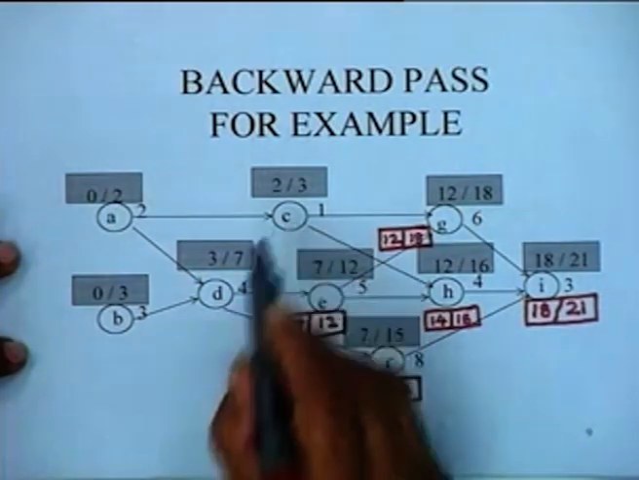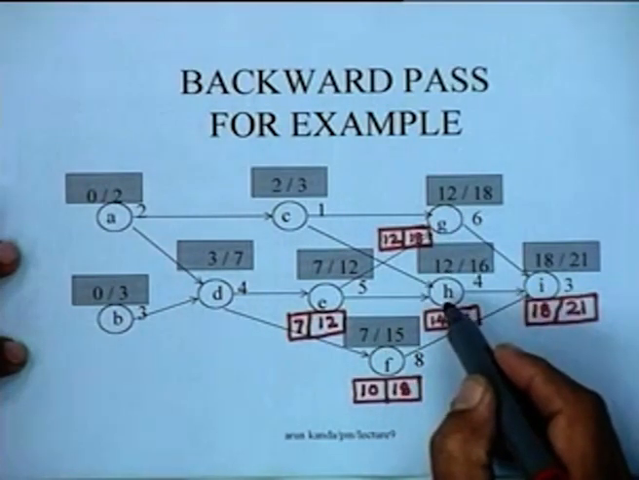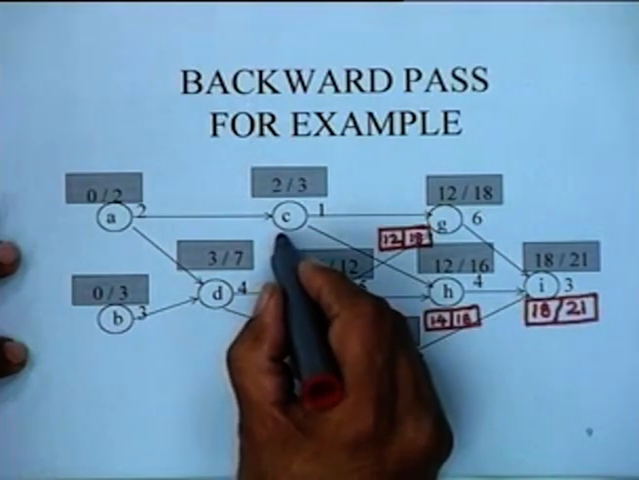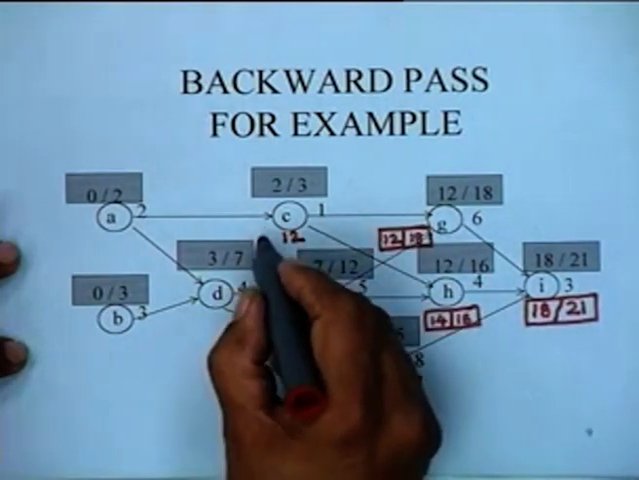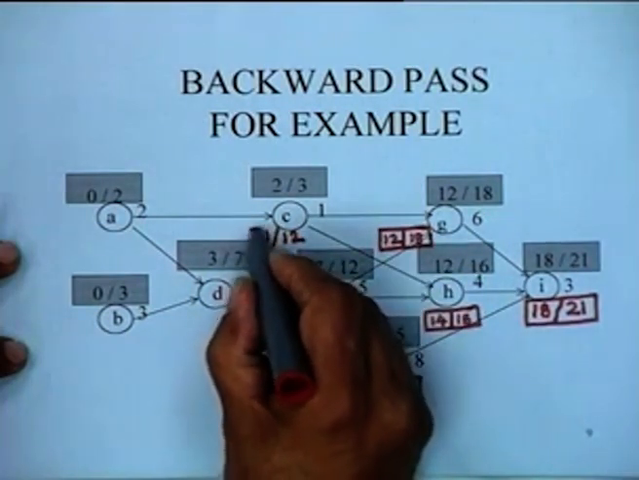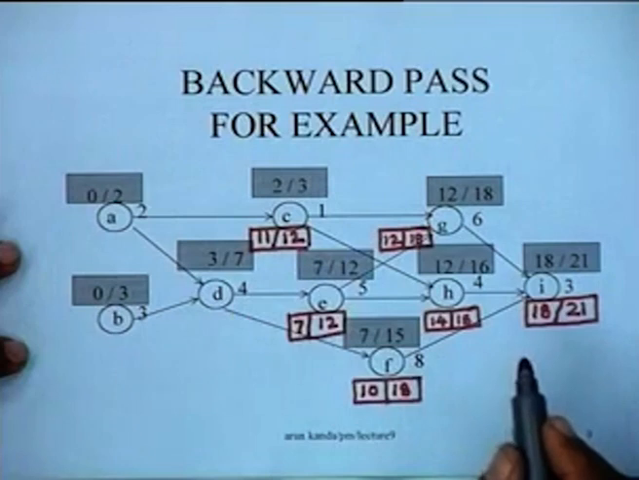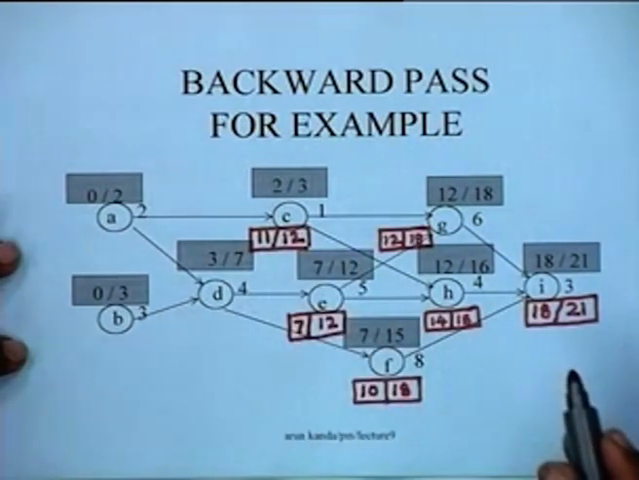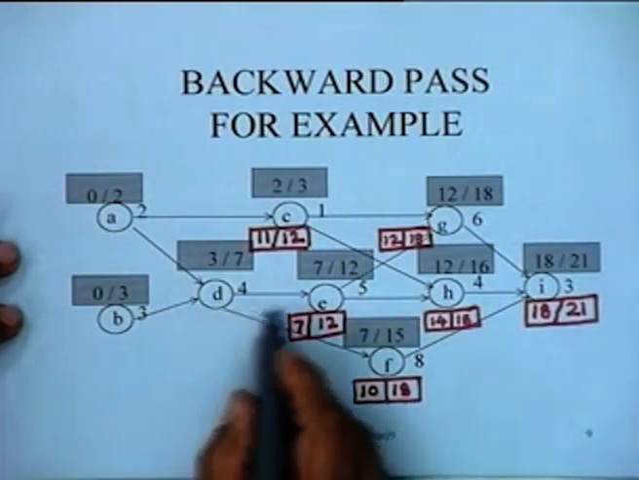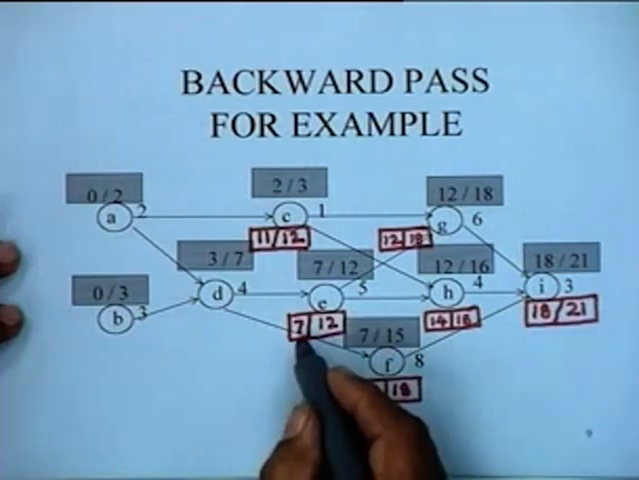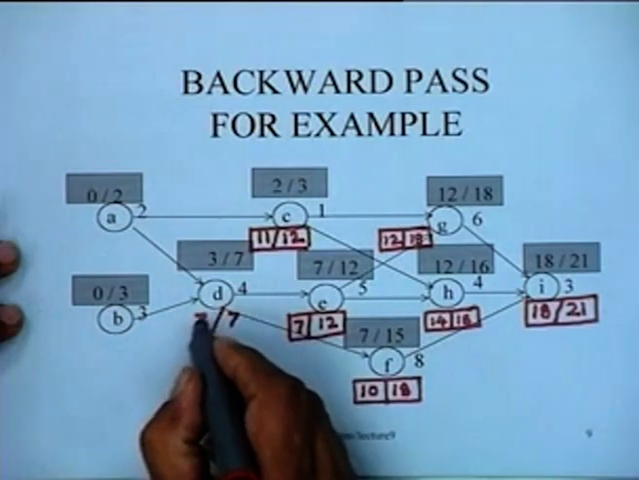Let us do the analysis for activity C. Activity C again has two successors, G and H. The minimum value that I have obtained from these is 12, and 12 minus 1 is 11. So the latest start and finish for activity C is going to be 11 and 12 respectively, right? Now talk about activity D. Activity D also has two successors, E and F. The lower value is 7 and the duration is 4, so this value is going to be 3, right?